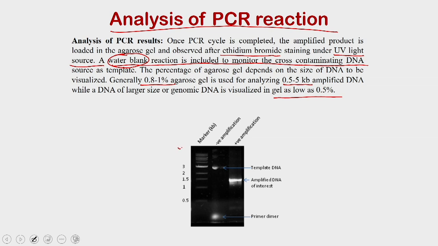This is a typical analysis of PCR products. You can run it along with a marker, so that you will know the size of your DNA. You can see that we have run a negative control, which means the water control, and in that case only the primers are present, not incorporated, as primer dimers. Whereas when we add the template, we get the amplified product and there is no primer dimer, because the primer is used up in the synthesis of this DNA.